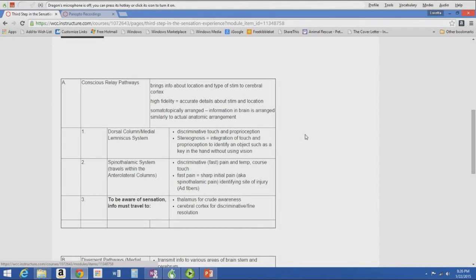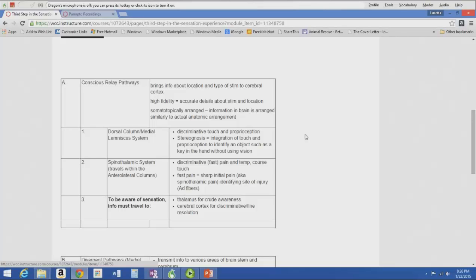The fast pain is that sharp initial pain that you feel that identifies the site of injury right away. You stub your toe and bam, you know that you stubbed your big toe. Right away, you know where that pain is. And those are the A delta fibers. For some reason, Canvas doesn't let me put in the Greek letters. So they're A delta fibers, they're the fast pain fibers. They're in between the slowest, the C fibers, and the fastest, the A alpha and A beta fibers.